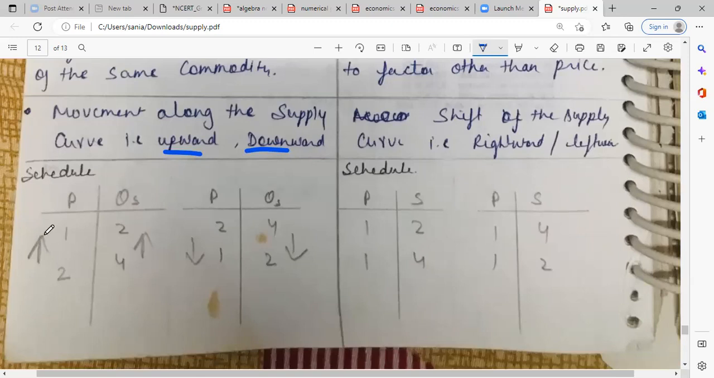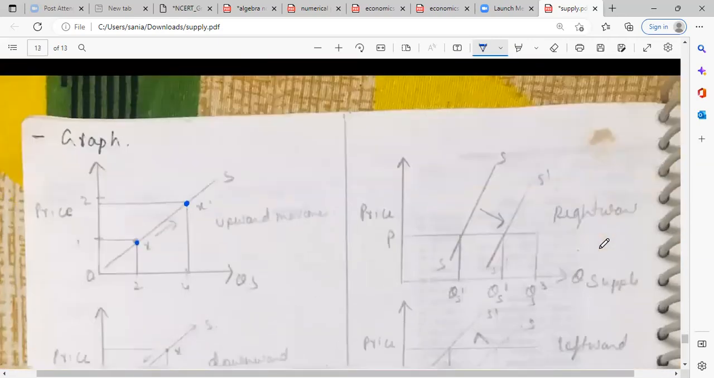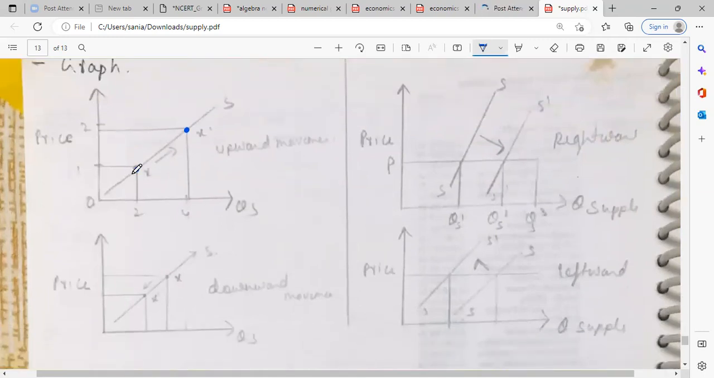So this will be the schedule. Over here, you can see that the price is increasing, so quantity supplied is also increasing. Price is falling, quantity supplied is falling. Here, price is constant, but supply is increasing. Here, price is constant, but supply is decreasing. So from this X to X1, this is basically an upward movement. When your supply increases because of price, that is a movement. Otherwise, it would be a rightward or leftward shift.